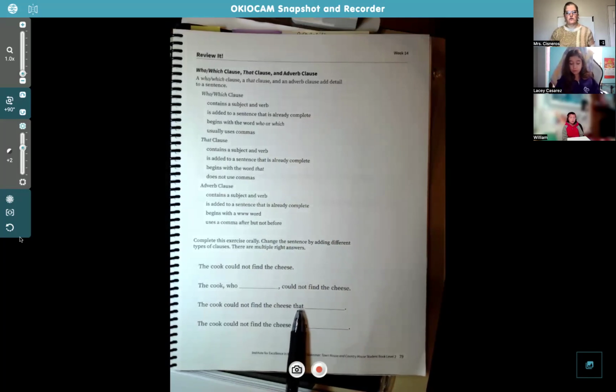William, I want you to think about this, okay? Because I want you to try to brainstorm and come up with something to end this with. The cook could not find the cheese that blank, and it has to have a verb in it. So think of a verb. Here's an example: that he needed for the recipe. Needed is a verb, right? So he could not find the cheese that he needed for the recipe.